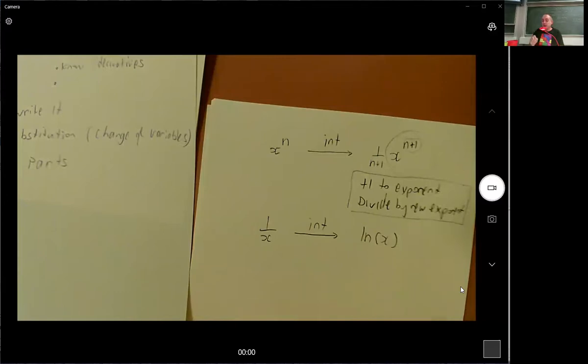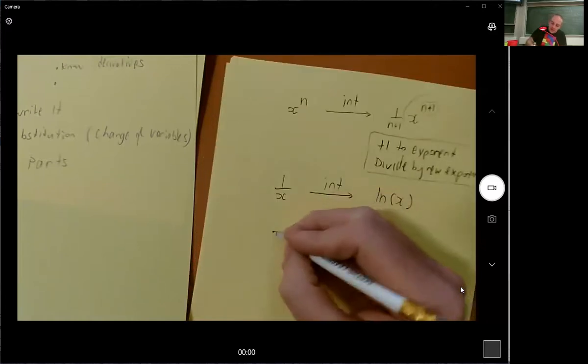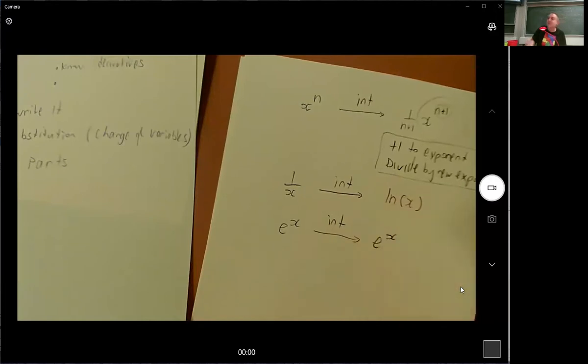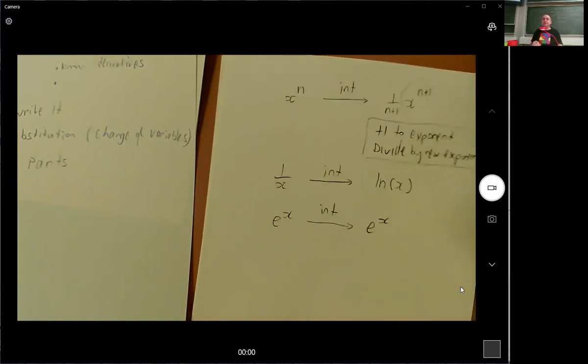Just know that some computer programs write this as log and not ln. But most calculators, when you write log, mean log base 10. Good. And then e to the power of x, when you integrate it, is still e to the power of x. I think that's the whole list of your things.